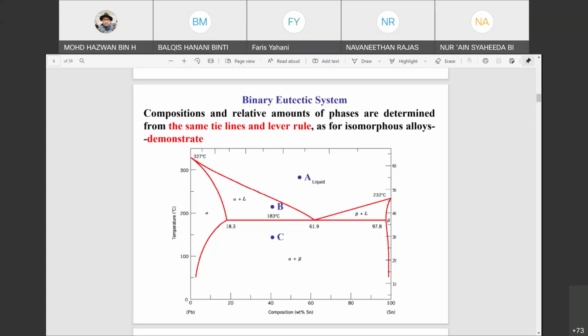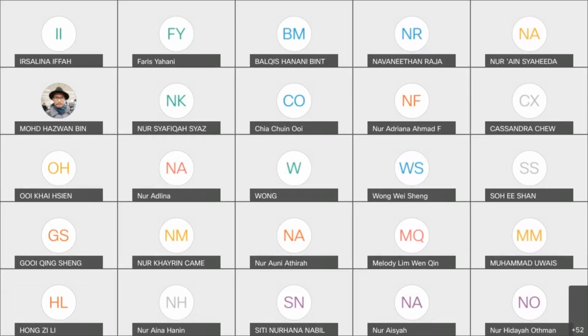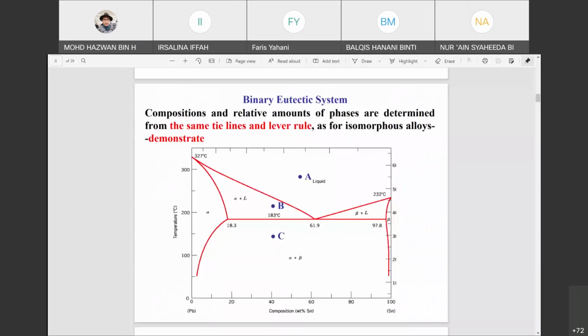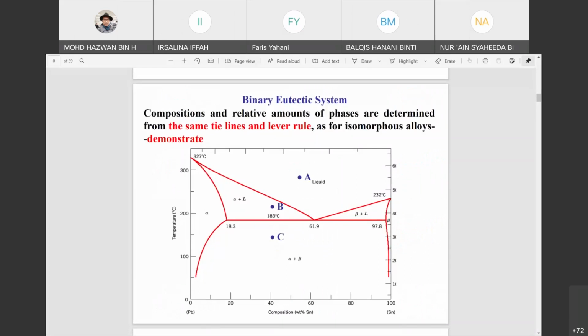Binary eutectic system. Okay, where is it? Right, so can you see? Okay, so back to the question.